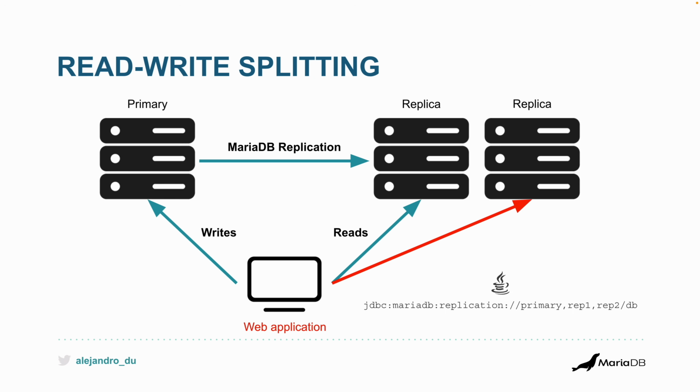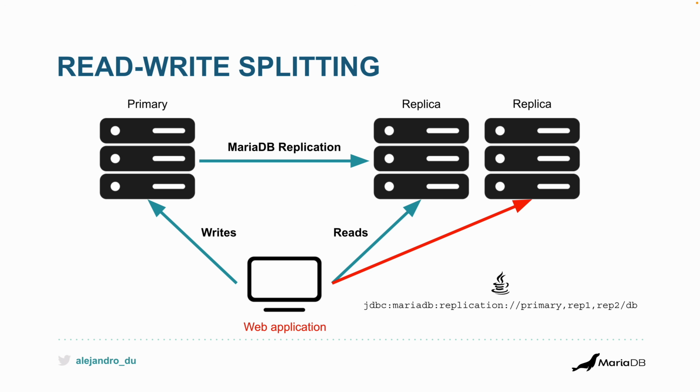Now, in the case of Java, you can just use a connection string that does the load balancing for you. You just say replication. There's just a tiny bit of Java there. It's a string that defines the connection to the database. And you can specify the IP addresses, for example, of the primary, replica 1, replica 2, and the driver, the JDBC driver, the connector for Java, does the load balancing automatically for you.